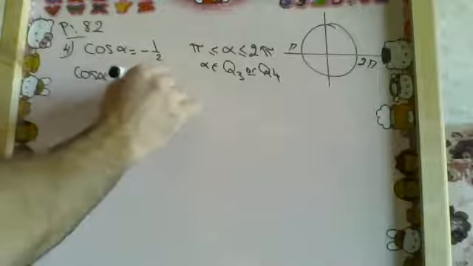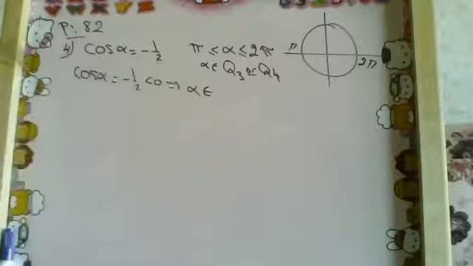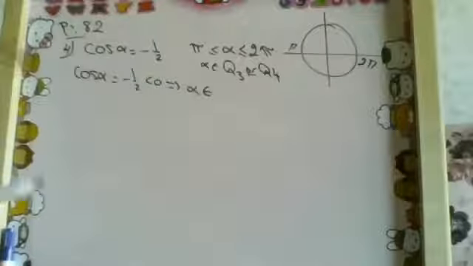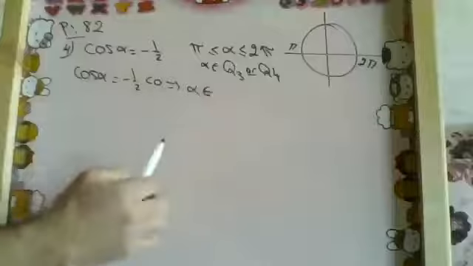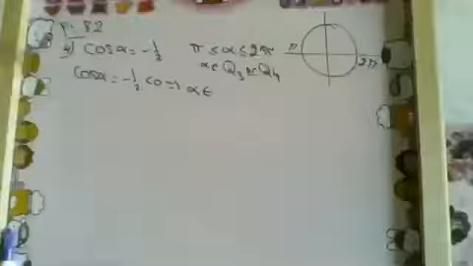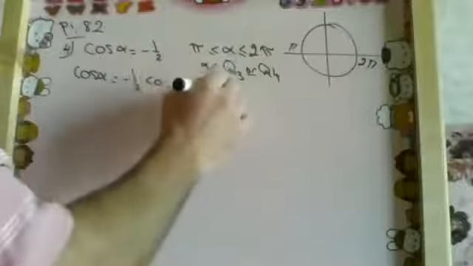So alpha should be in which quadrant, 3 or 4? In quadrant 3. So alpha should be in quadrant 3.